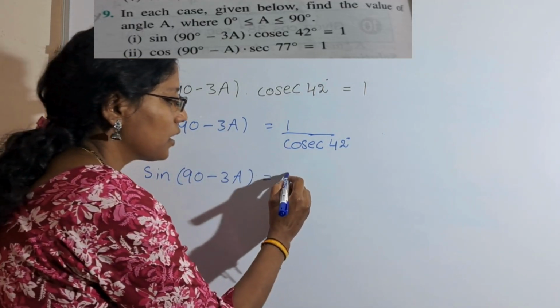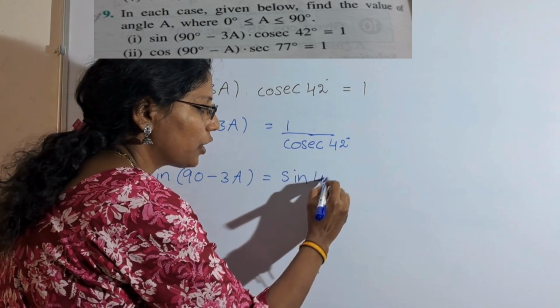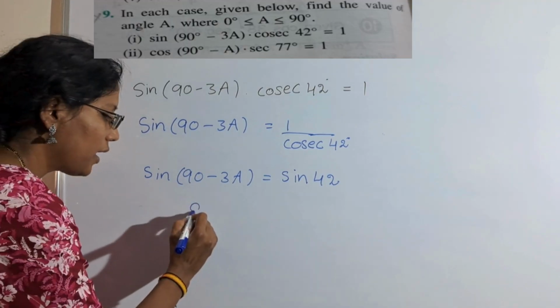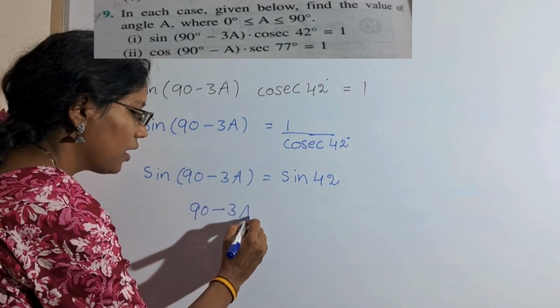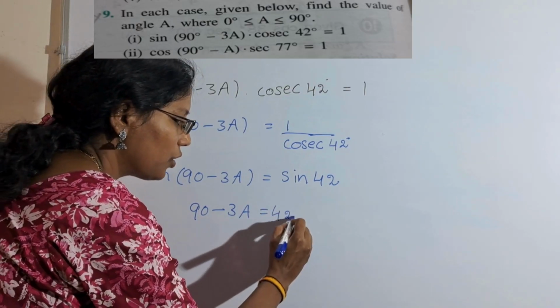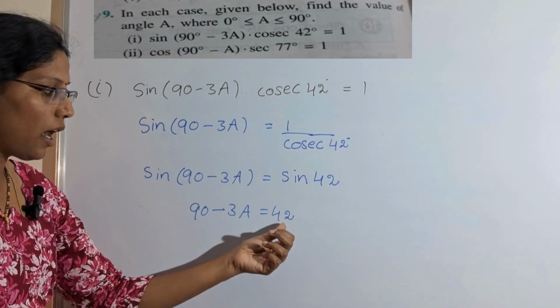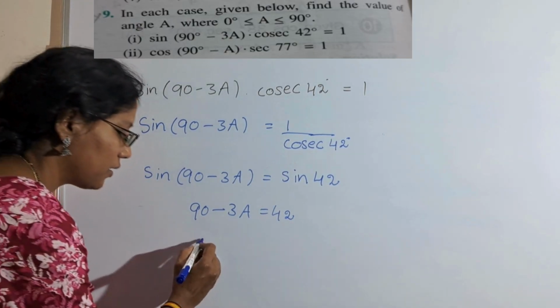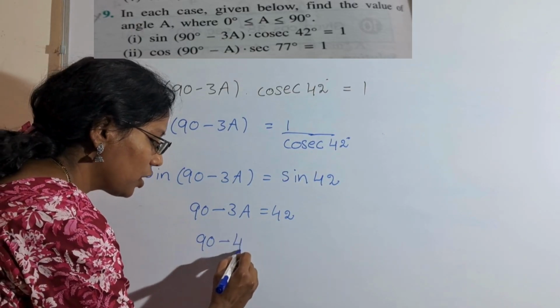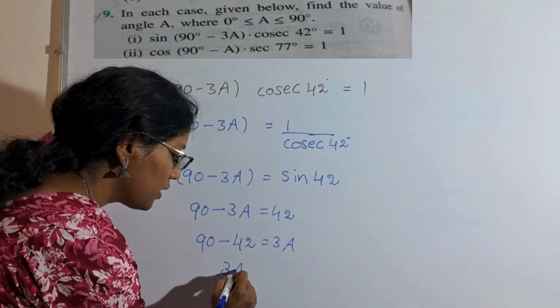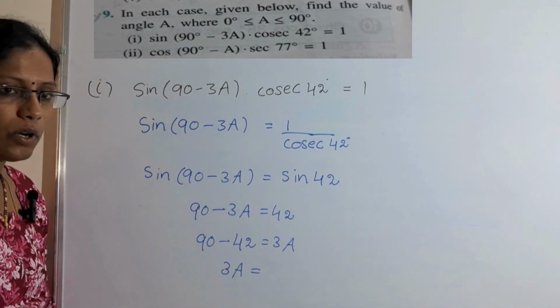1 by cosecant means sin. Sin 42 degrees. Here sin cancels. Remaining 90 minus 3a is equal to 42 degrees. Here minus 3a we have to send to the right side and 42 shift to the left side. 90 minus 42 is equal to 3a. 3a is equal to 90 minus 42.